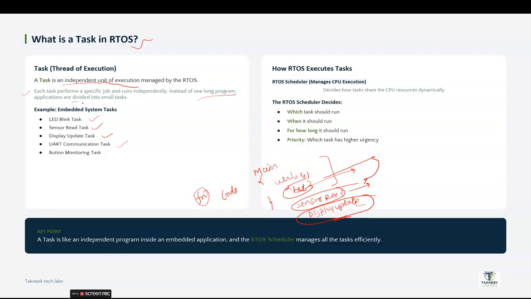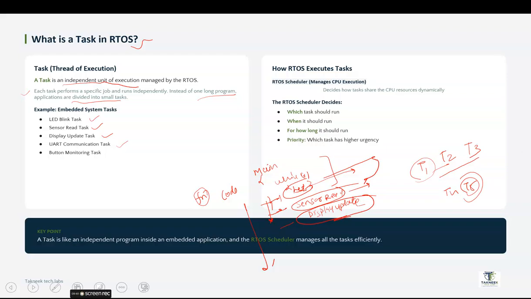Instead of a long program, the application is divided into smaller tasks. Okay, so how will these tasks execute? There's task 1, task 2, task 3, 4 and 5 and so on. One will execute, and then 2, and then 5, or will they all execute simultaneously? What will be the pattern, and who will decide which task will execute first? Because in the super loop we know that LED and then sensor and then display execute in a sequential manner. But what is the behavior in RTOS?